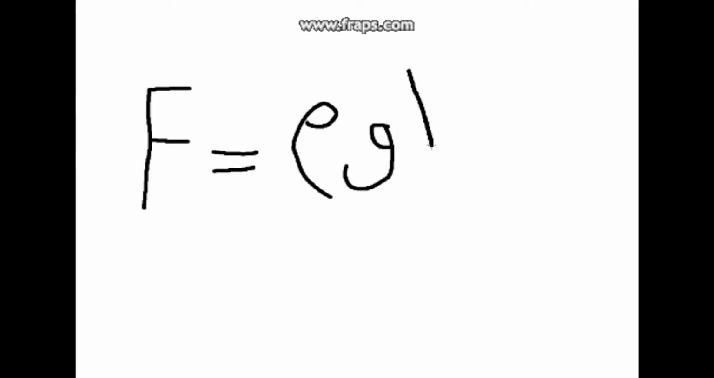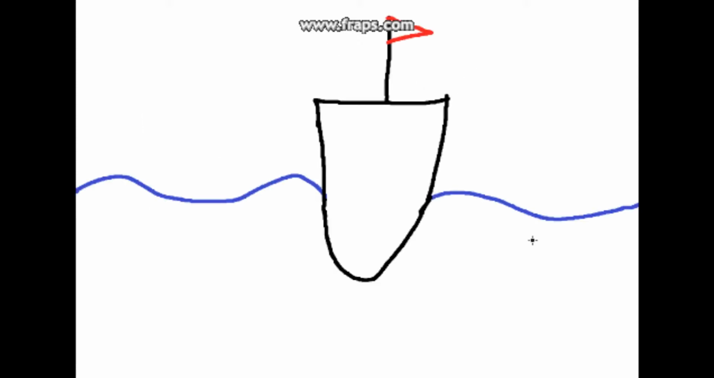Buoyant force on an object in a fluid is given by F equals rho times g times V, where rho is the density of the liquid or fluid in which the object is, g is the coefficient of gravity, and V is the volume of the object in the fluid. Buoyancy is very interesting to think about because not only is buoyant force reliant upon the amount of volume displaced by the object, it's also dependent upon the weight of the fluid itself.